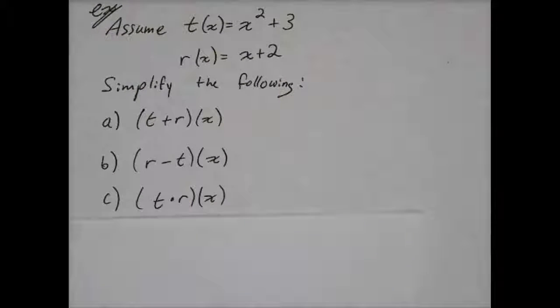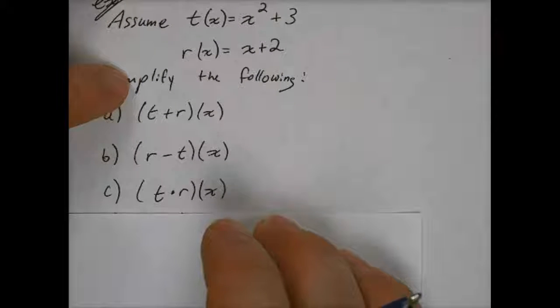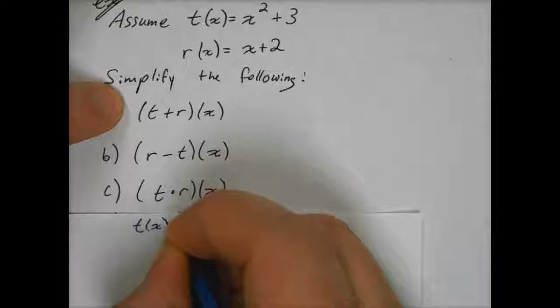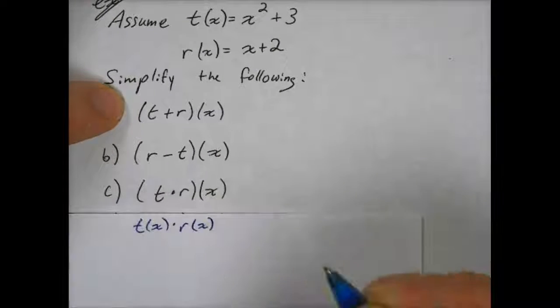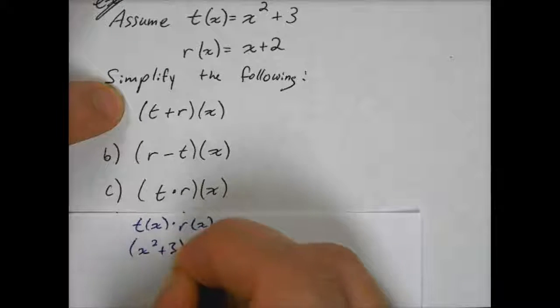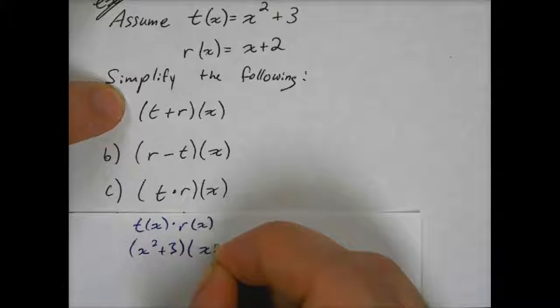All right, moving on. T times r of x. So again, order matters, so be careful. So t of x times r of x. That's what this is going to be. So t of x is x squared plus 3. R of x is x plus 2.